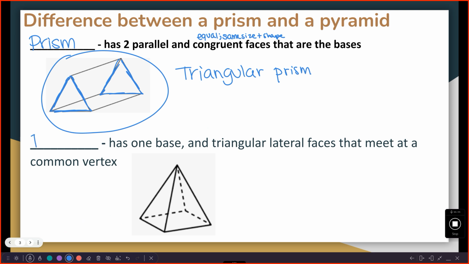A pyramid has one base, which here is that base, and triangular lateral faces that meet at a common vertex. So this is the common vertex. This is the point where all of the other faces meet, right? And this is an example of one of the triangular faces. There is another triangular face here, and another triangular face here, and there is one triangular face also in the back. All right, those are the lateral faces.